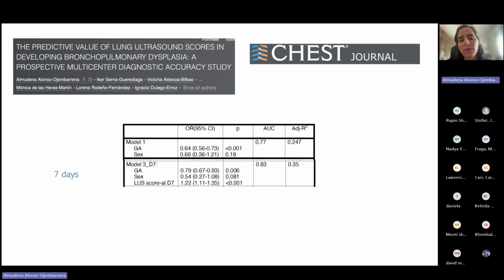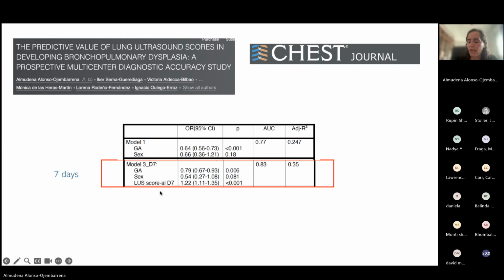And in 2021, including a cohort of 300 infants born before 32 weeks, we developed this study in which, taking into account different objective variables like, for example, gestational age and sex of the baby, the diagnostic accuracy of this simple model can be improved just by adding the value of lung ultrasound score at day 7.